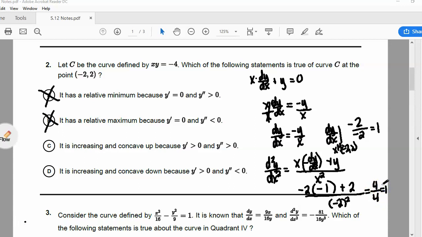So the second derivative is also positive. What does it tell us if the second derivative is positive? Concave up. So C would be the correct answer here. Okay, questions?